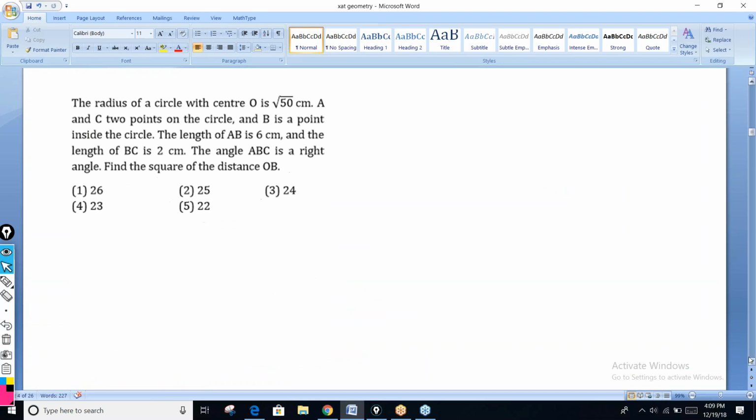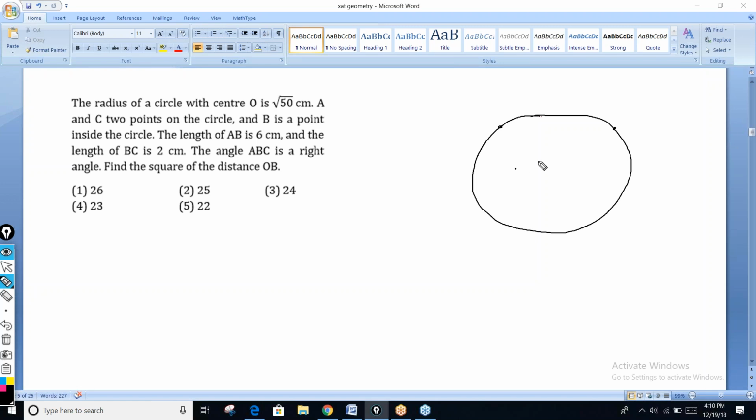Yeah, that was a difficult one. Out of all the 4 questions, that was a difficult question. The radius of a circle with center O is root 50 centimeter. A and C are the 2 points on the circle, and B is inside the circle. So let's say there's a circle. A and C are the 2 points on the circle, and B is inside the circle. The length of AB is 6.